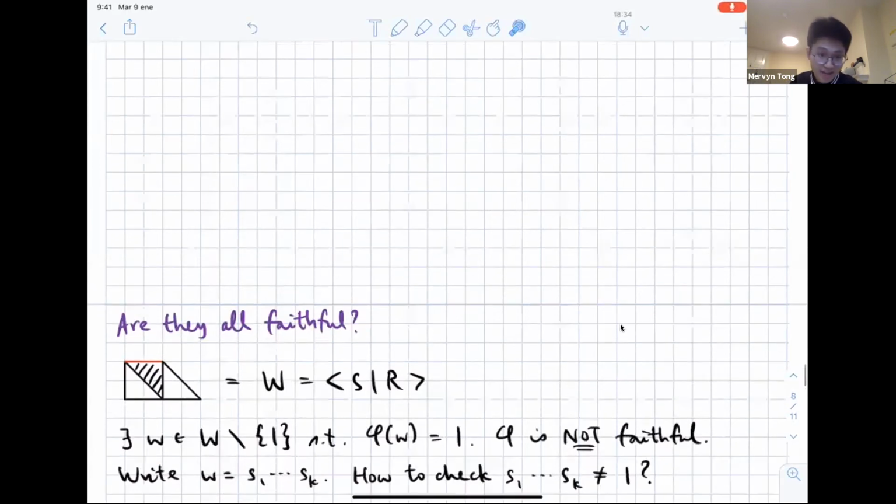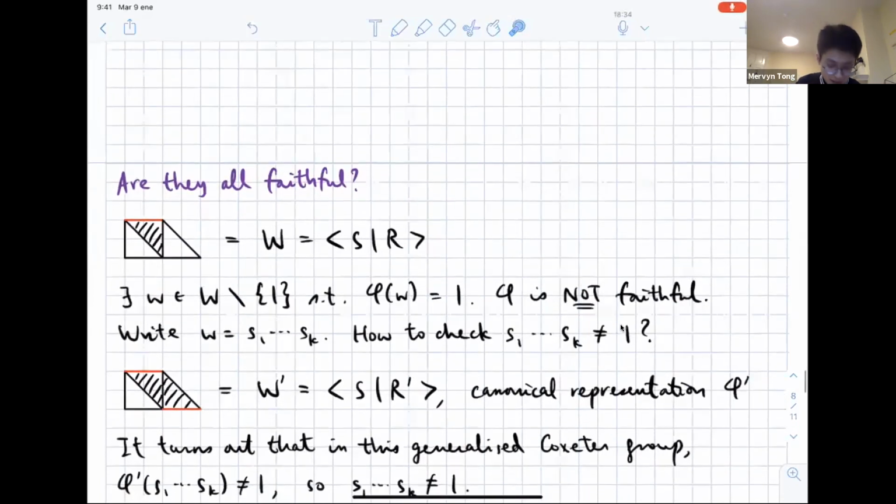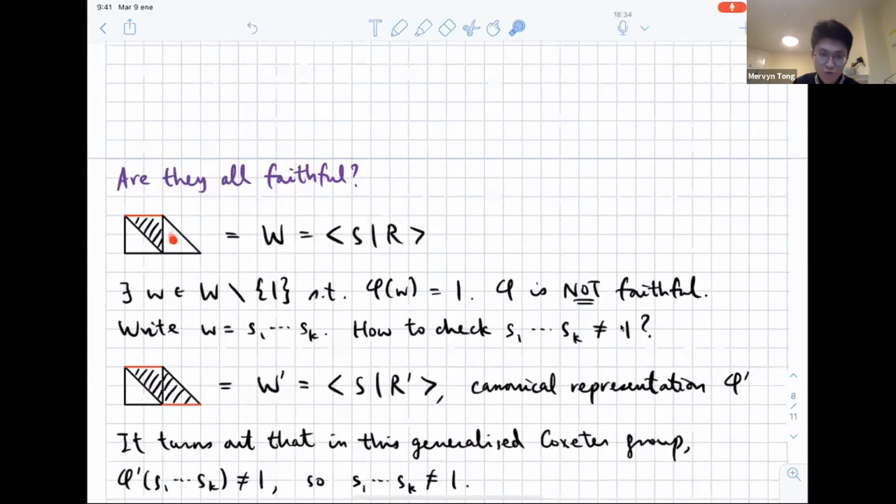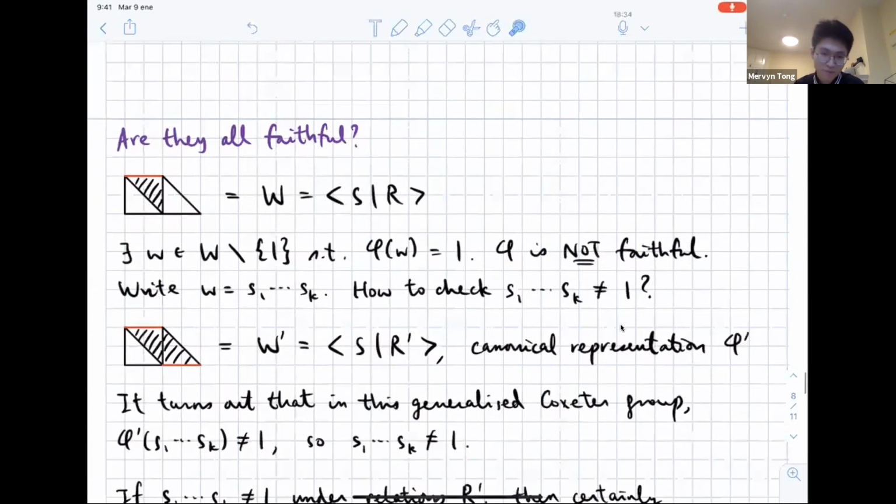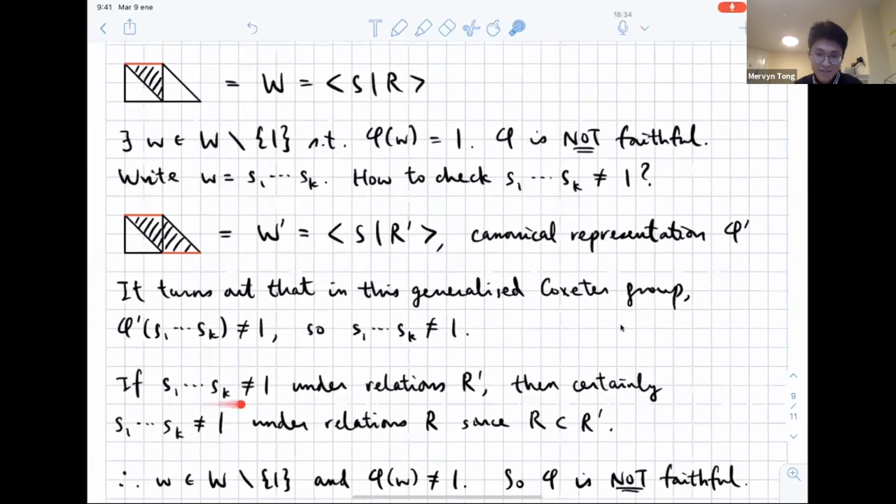And there was a really nice way to check this that Dr. Keating suggested, which is if you fill in this extra triangle, you make a new group, which I call W prime, with canonical representation phi prime. It turns out that in this new generalized Coxeter group, phi prime of S1 up to Sk is not 1. And of course, that must mean that S1 up to Sk is not 1. And if it isn't 1 under these relations R prime, which contains my original relations R, then certainly it can't be 1 when I have fewer relations in R. And this is a way to show that this W was actually not the identity element, and therefore phi was not faithful.